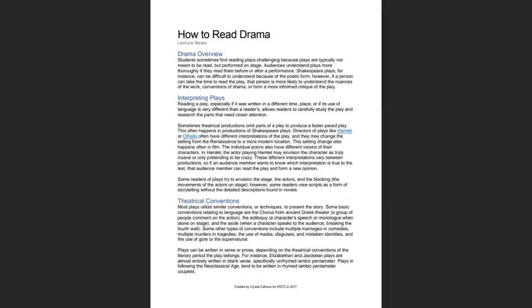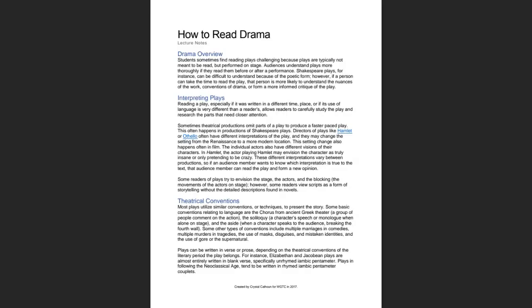So we have to talk a little bit about theatrical conventions. Most plays utilize similar conventions or techniques to present the story. Some basic conventions relating to language, excuse me, I have allergy problems today, are the chorus from the ancient Greek theater. The chorus is a group of people who comment on the action, not necessarily singing their commentary, although sometimes they do, but they are really just telling you what's going on from sort of a meta perspective. There is the soliloquy, which is a character's speech or monologue when alone on stage. Hamlet has a lot of those. To be or not to be. That's a soliloquy. And the aside, when a character speaks to the audience, breaking the fourth wall. So the fourth wall, if you're a Deadpool fan, you know what the fourth wall is.